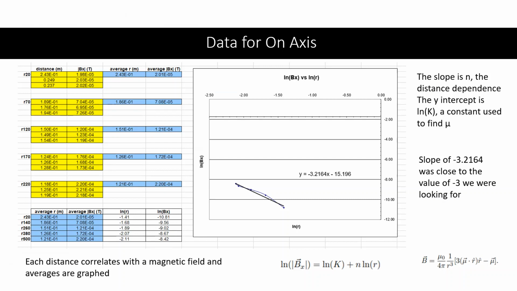So some of the data for this on-axis part of the experiment. On the left side, you can see each distance correlates with a magnetic field reading, and then we have averages in blue, and we graph that data on the right side to create our logarithmic graph. We can see that the slope is going to be represented by n, the distance dependence factor, and the y-intercept is ln of k, which we'll use to find mu. The slope was negative 3.2164, which is close to the value of negative 3 we're looking for. In the bottom right, you can see the Biot-Savart law equation with our distance dependence factor of negative 3, if we were to put r in the numerator.